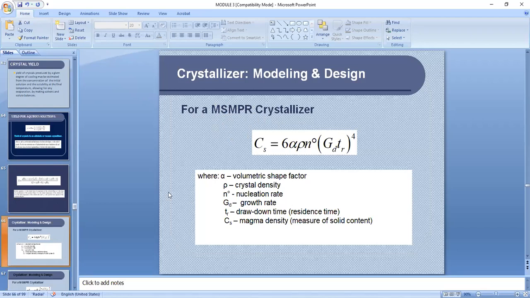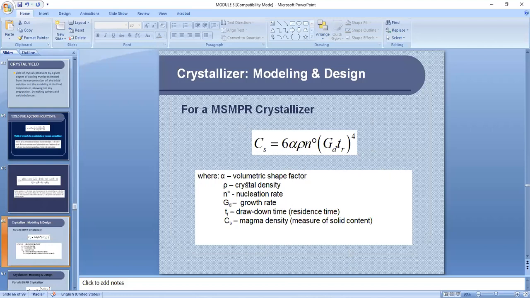So in here, in terms of the design equations available for this type of crystallizer, you have in this first formula, you have the magma density. Now, the problem again will not ask you what is the magma density. That would be too straightforward. It may ask you for the solid content. So the solid content in this case is the magma density. So this would be the formula that you will use.